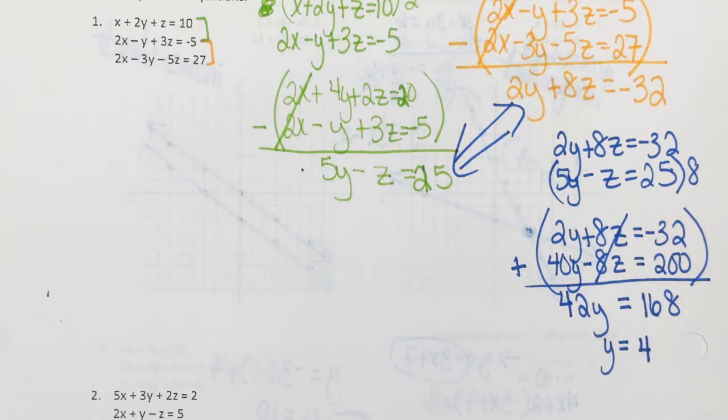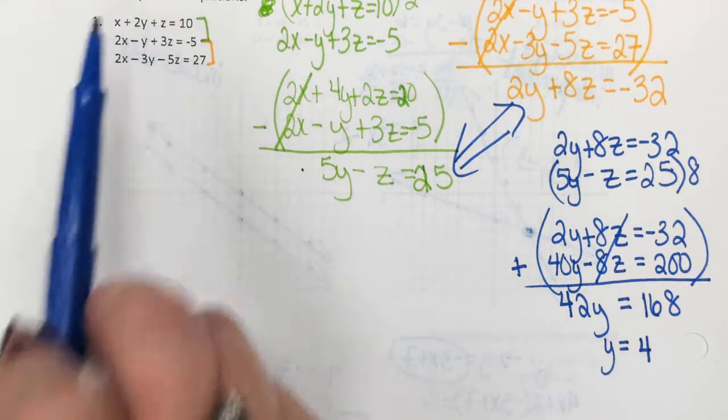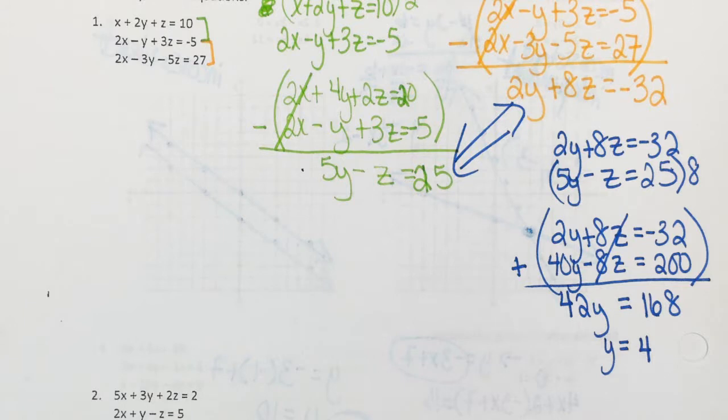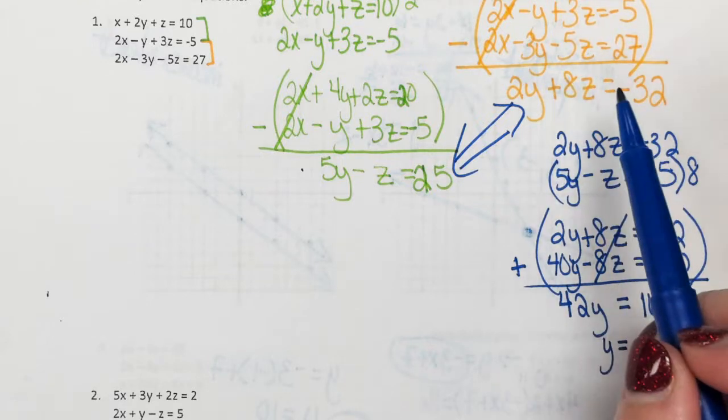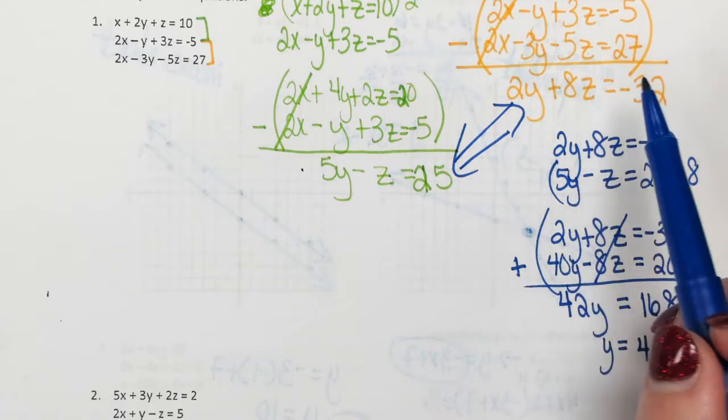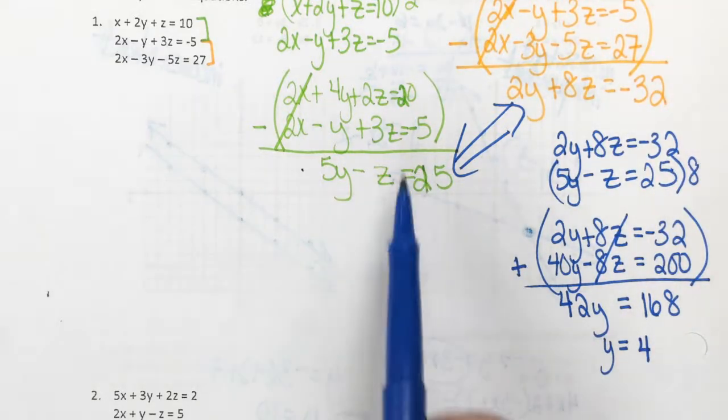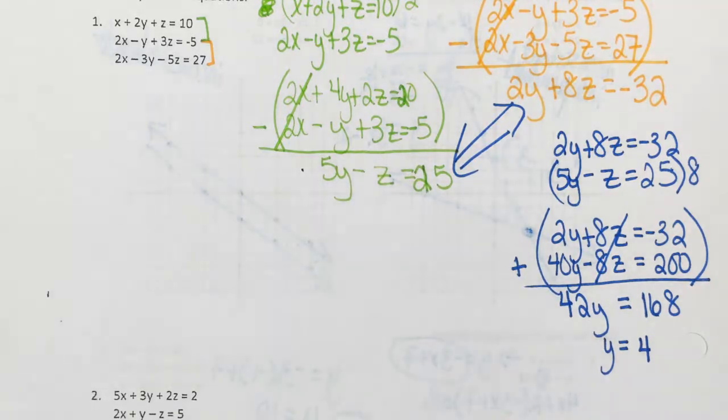Alright, do you see somewhere that I could plug that y back into? I have actually 2 places to plug the y. No, can't do that one because that would only leave me with 2 variables still. I need to plug it in somewhere where it would only leave me with 1 variable. There you go. So I can plug it into 2y plus 8z equals -32. Or I could plug it into 5y minus z equals 25. Which one do y'all want to do?